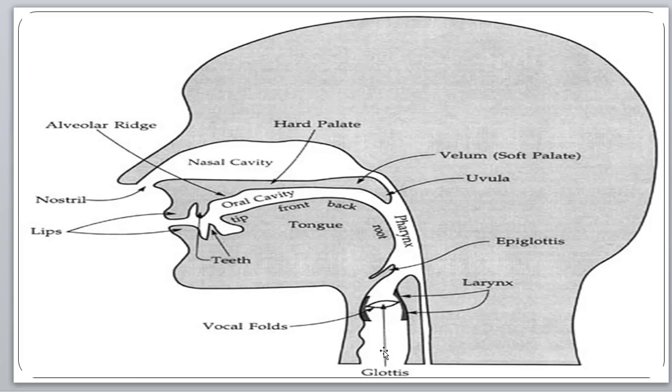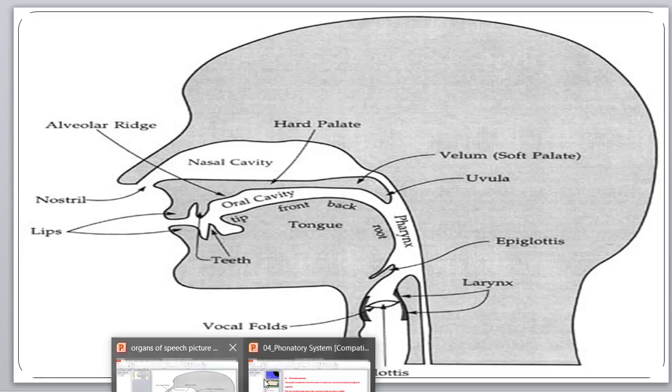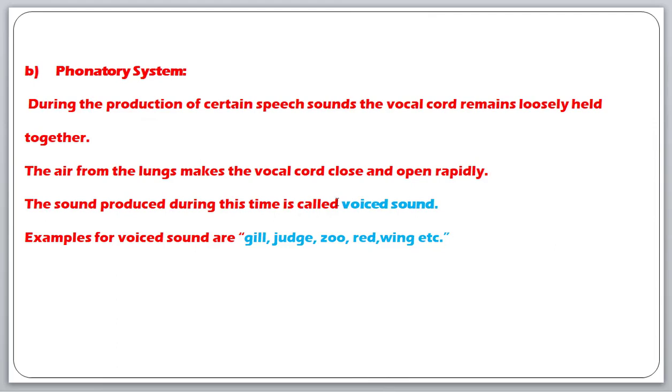But sometimes the vocal cord neither gets totally shut nor gets widely open. It is in between. So there is a small gap. It is very loose. In such a case, we produce a sound, and that sound is called voiced sound. Judge, zoo, gill, red, wing. Such sounds are called voiced sounds.